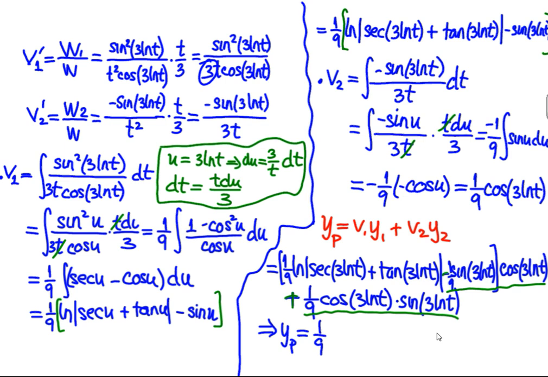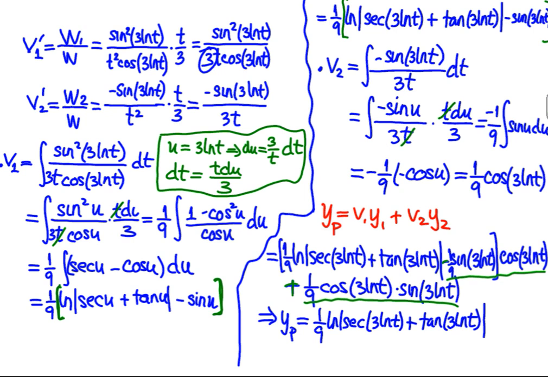Ln secant of 3 ln t plus tangent of 3 ln t, and the negative 1 over 9 sine 3 ln t cancels out. Once again, sorry about that, we should have the 1 over 9 outside. But that is only the particular solution.